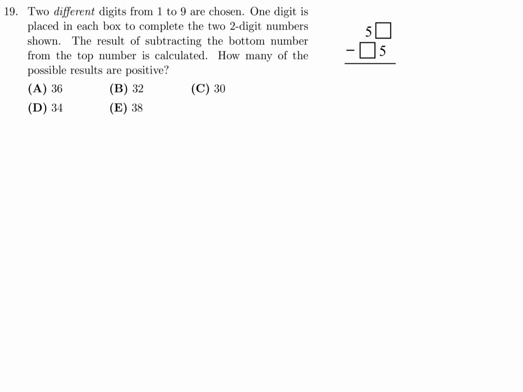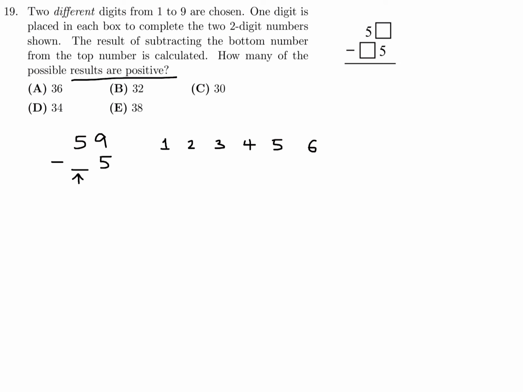We have to choose two different numbers from 1 to 9. Okay, so let's start with 9 and then work our way down. Let's say I chose 9, so that would be 59 minus something with a 5. What are my choices? Can I put here 1, yes, 2, yes, 3, yes, 4, yes, 5, yes, also. But once you get to 6, the result will not be positive.